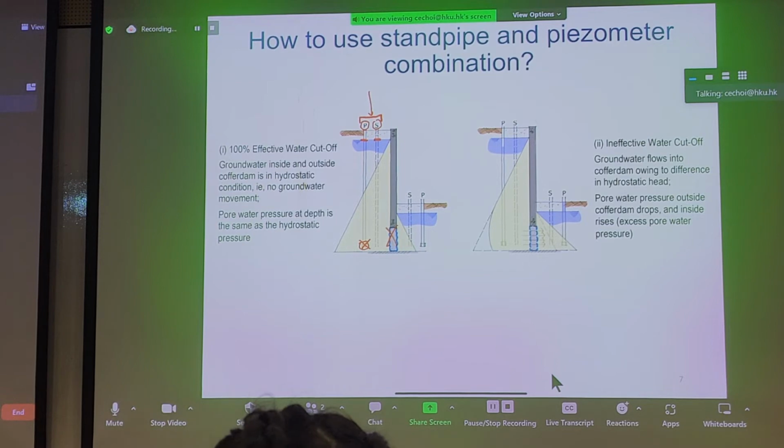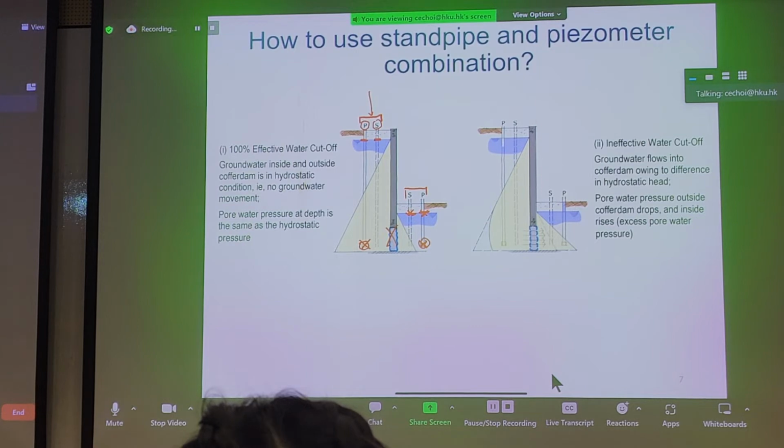Now, let's look inside the cofferdam here. So, inside the cofferdam, since we achieved 100% effective hydraulic cutoff, the passive side is also hydrostatic. If it's hydrostatic, what do we expect? Well, we have a standpipe piezometer combination again. Standpipe is entirely perforated with depth. Piezometer only gives you a localized reading here, and we can see that we're getting the same elevation.